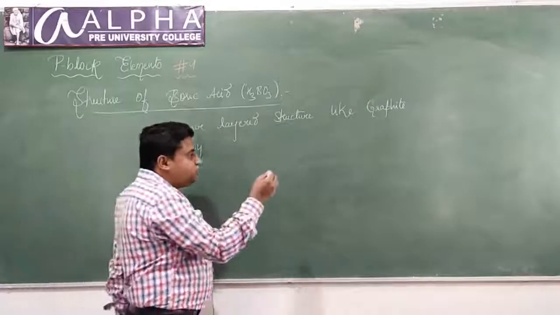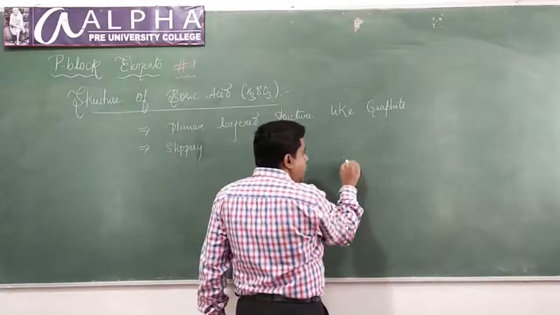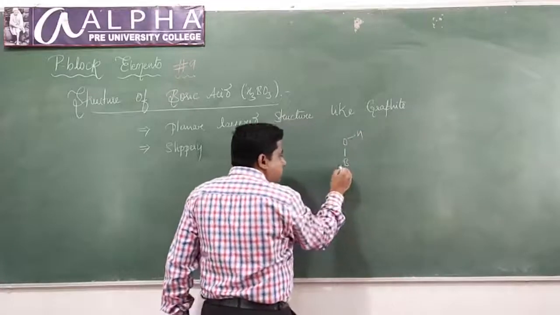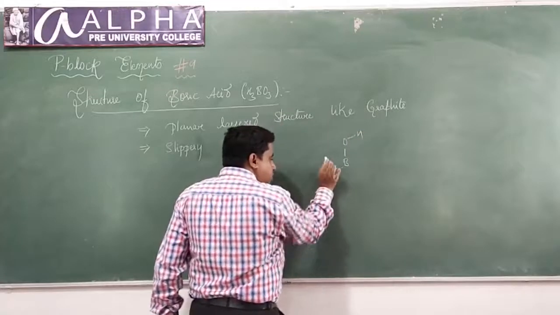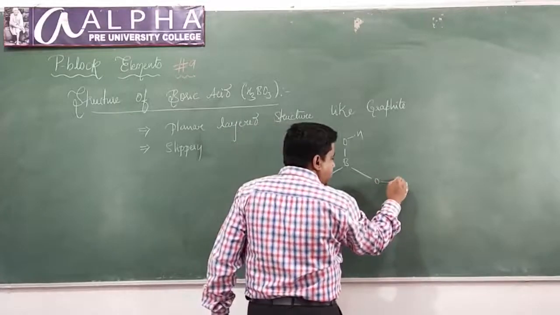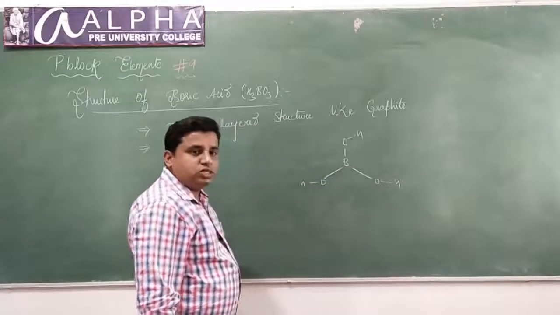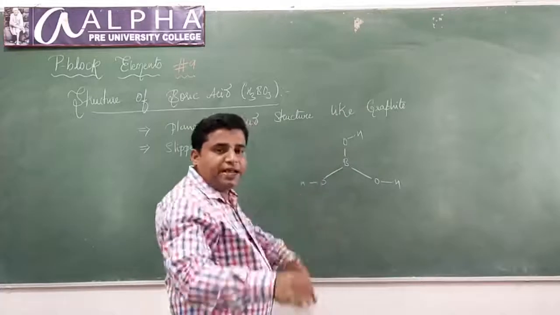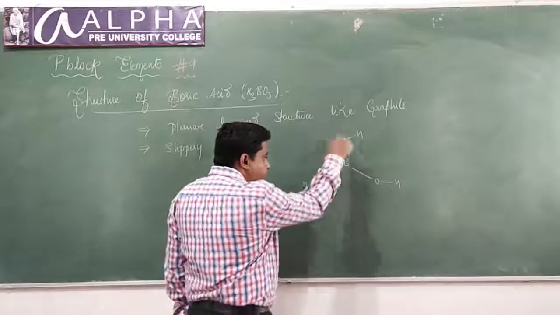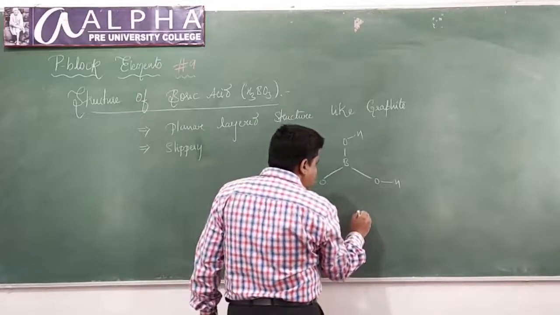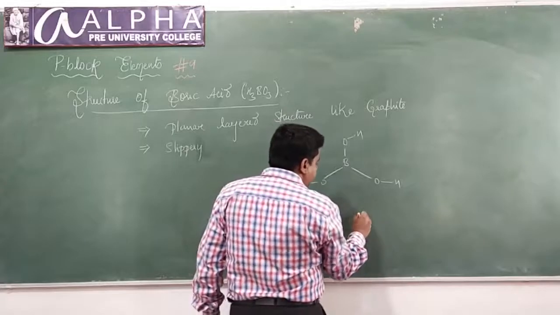See the structure of boric acid. Each boron is surrounded by 3 hydroxyl groups like this: OH, OH and OH. Are you getting my point? This is one boric acid. See the 3-dimensional arrangement of boric acid here. This is one boric acid. Now another boric acid, just like it goes like this.